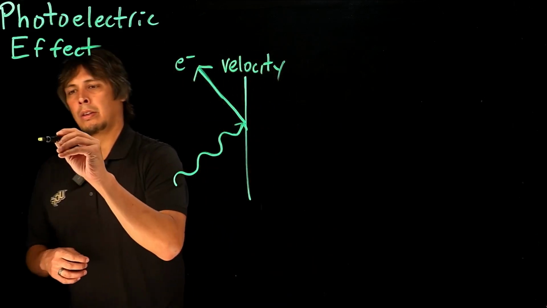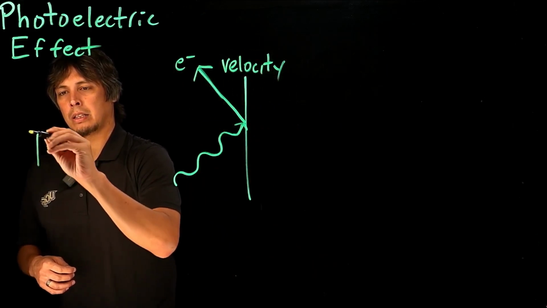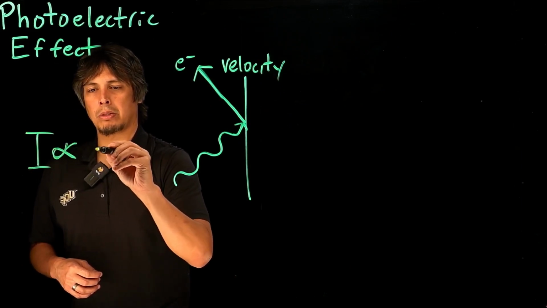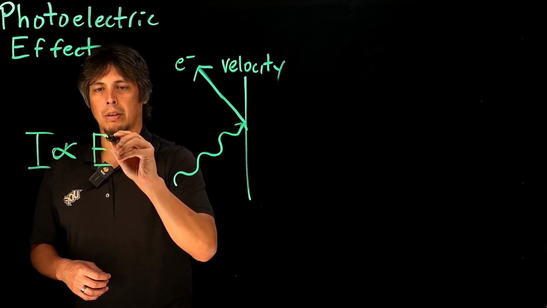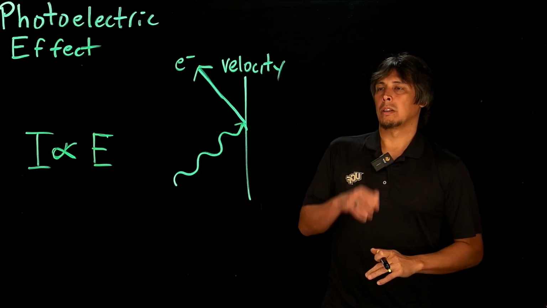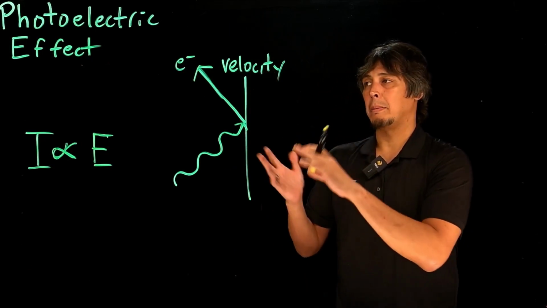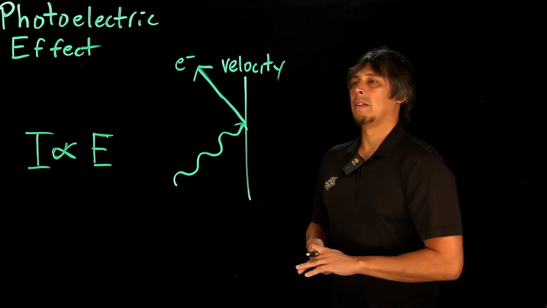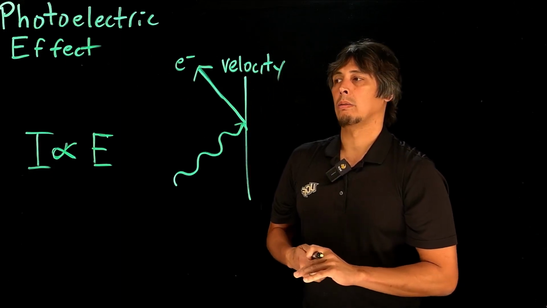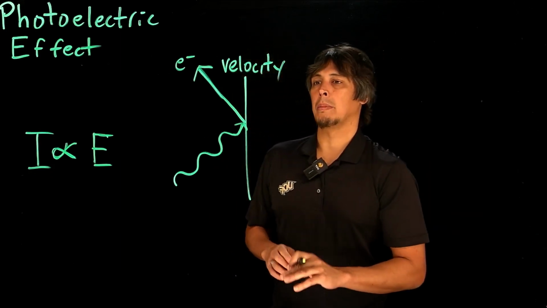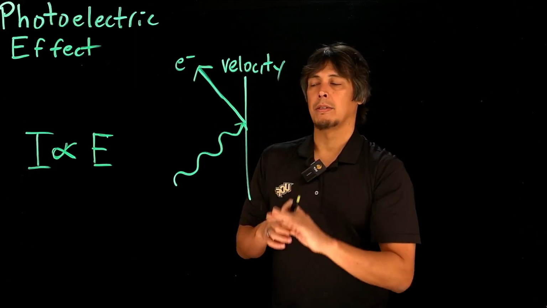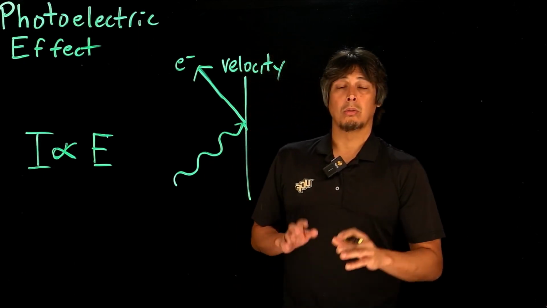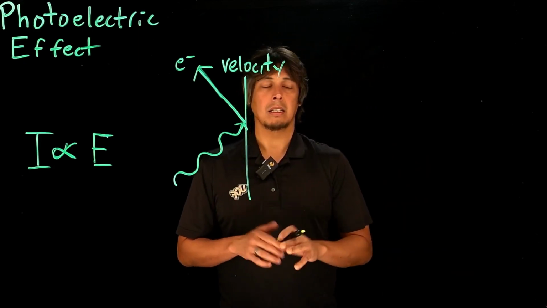For waves, the intensity of the wave, in other words the intensity of the amplitude, is going to be proportional to the energy input. So our hypothesis is that as the intensity is increased, the velocity of the ejected electron will also increase, given the same unit area of exposure onto this metal plate.